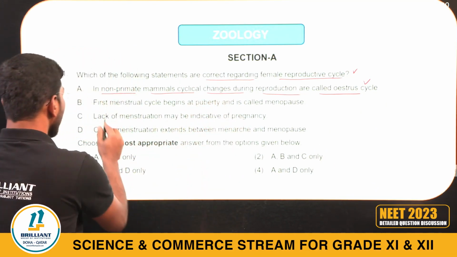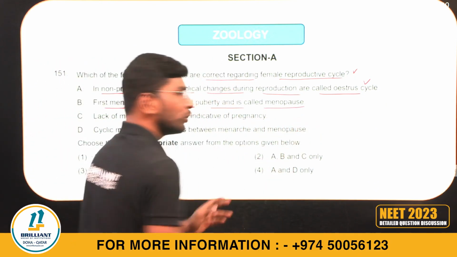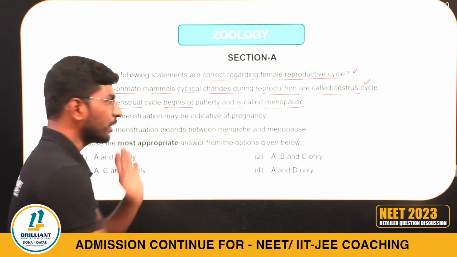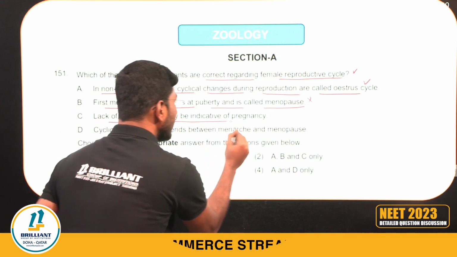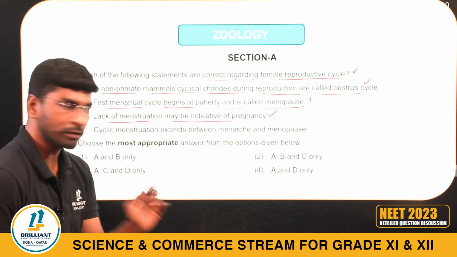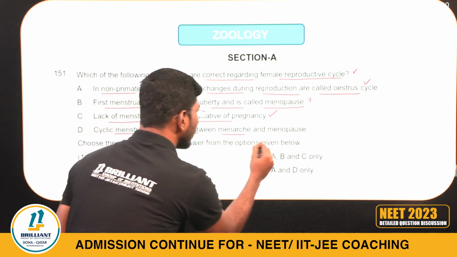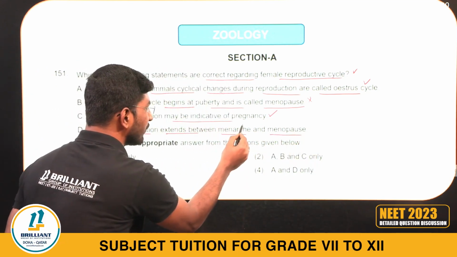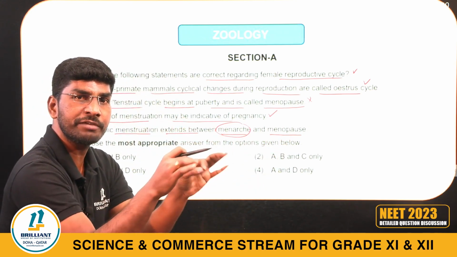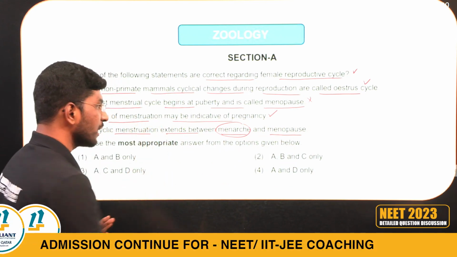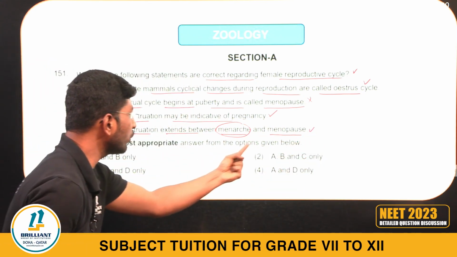Next statement: the first menstrual cycle begins at puberty and is called menopause. No, it is called menarche, so this statement is not correct. Lack of menstruation may indicate pregnancy, right? This statement is also correct. Cyclic menstruation extends between menarche and menopause. Menarche means the first menstrual cycle. Menopause means when the menstrual cycle stops at 53, 54 years of age. This statement is also correct.